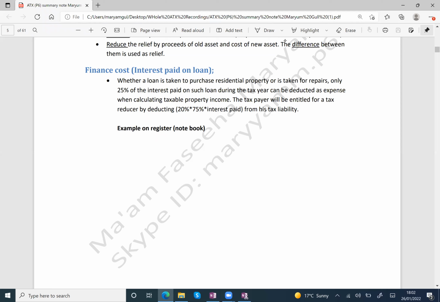Finance cost means interest paid on a loan, whether the loan is taken to purchase residential property or is taken for repairs only.